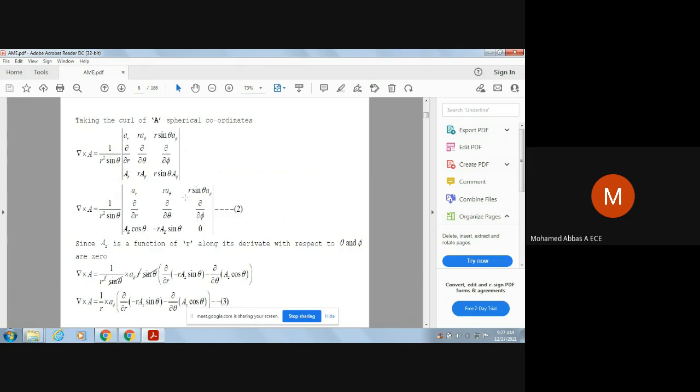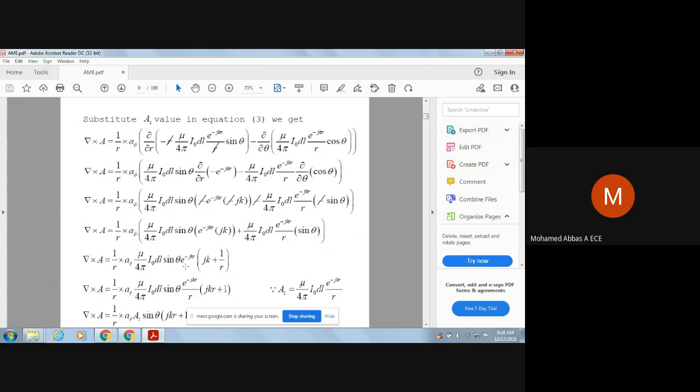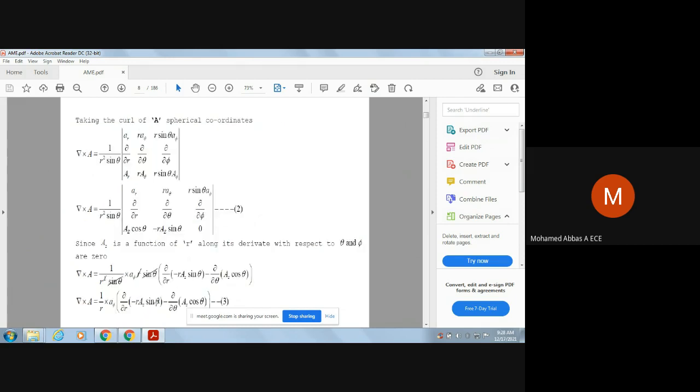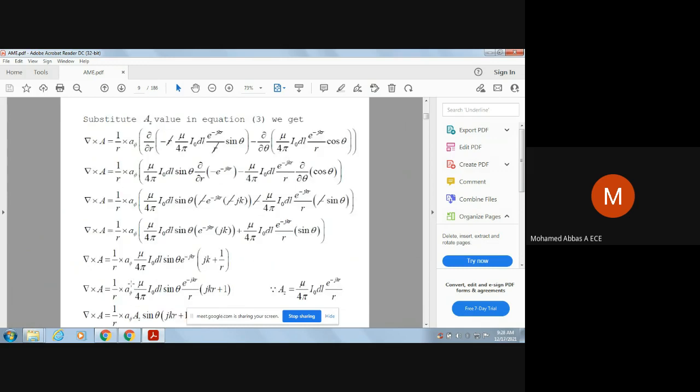Now when you expand the matrix, you can see the matrix is expanded. See the terms, the required terms get cancelled, and the reduced equation is equation number 3. Del cross A is equal to 1 by r A pi dou by dou r of minus r az sin theta minus dou by dou theta into az cos theta. Now in this equation we have the term az. So already we know what is az, so that particular equation has to be substituted.